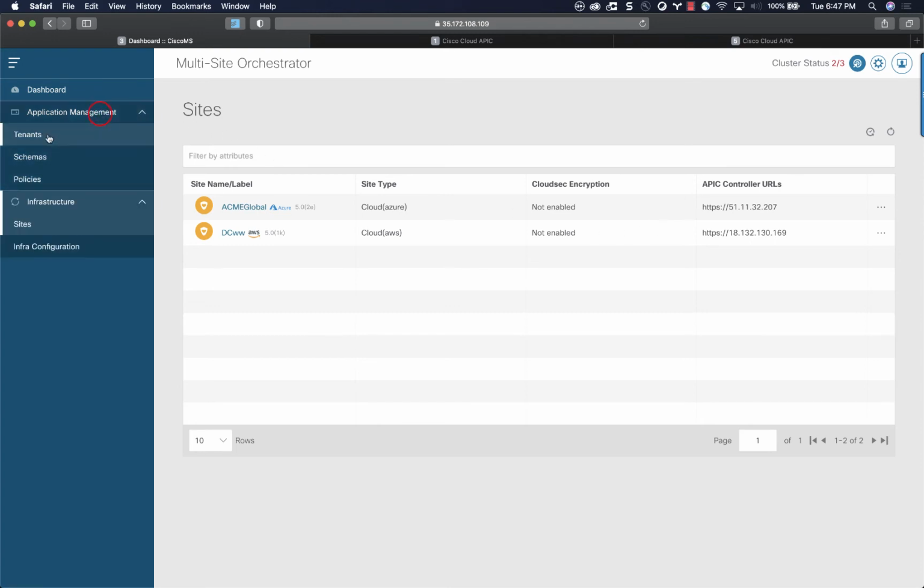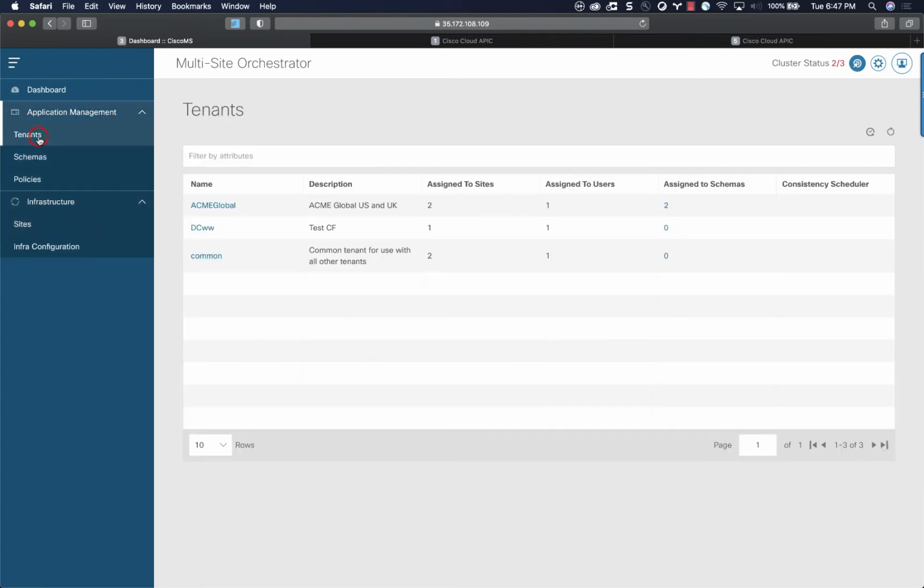And if we go up here to application management and we look at tenants, we can see that we've got Acme Global, which is a tenant, and it is assigned to 2 sites, and it is assigned to 2 schemas, and we have DCWW that is assigned to 2 sites. So let's go look at these Cloud APICs and see what's assigned to those sites.